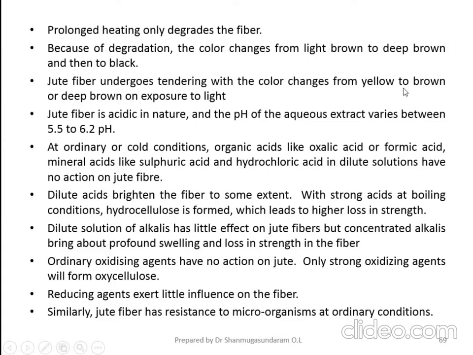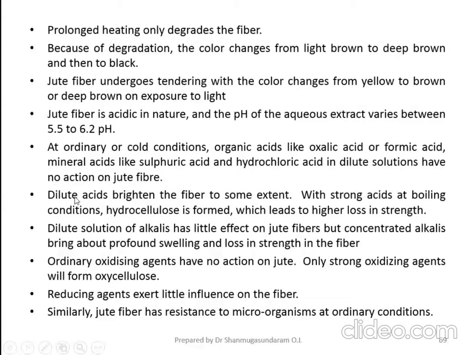Okay. So once the color change takes place, what do you come to know? Some degradation is taking place in your fiber. Once it starts degrading, what will happen? It loses its tensile strength. So jute fiber is acidic in nature, and the pH of the aqueous extract varies between 5.5 to 6.2. At ordinary or cold climatic condition, organic acids like oxalic acid or formic acid, and mineral acids like sulfuric acid and hydrochloric acid in dilute solutions have no action on jute fiber.